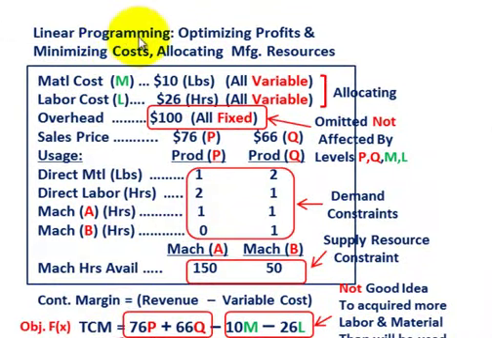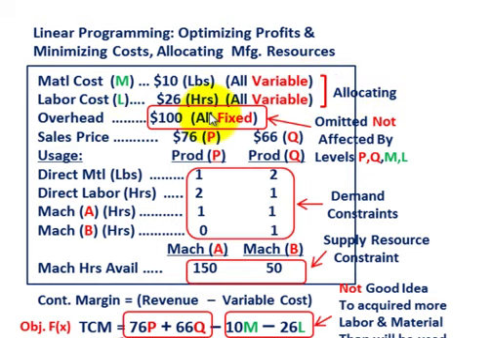What we're going to be going over here is a linear programming example. We're going to be optimizing some profits and also minimizing costs here. And really what we're going to be doing is allocating manufacturing resources. So this is going to be our problem here, and I'm showing this data that we're going to deal with. The things we want to point out on it here are our material costs and our labor costs. Those are going to be all variable costs, and we're going to be allocating these.